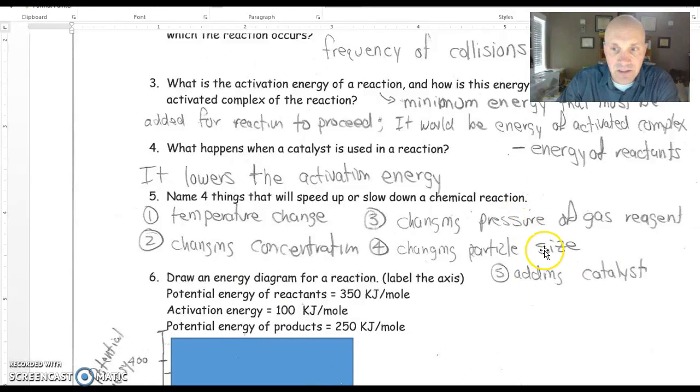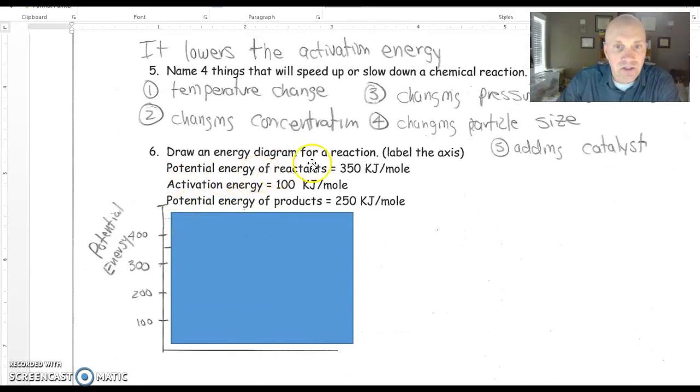And the last one is going to be adding a catalyst. And again, that speeds up a reaction by lowering the activation energy. All right, so let's draw this diagram. Let's take a look at our numbers here.